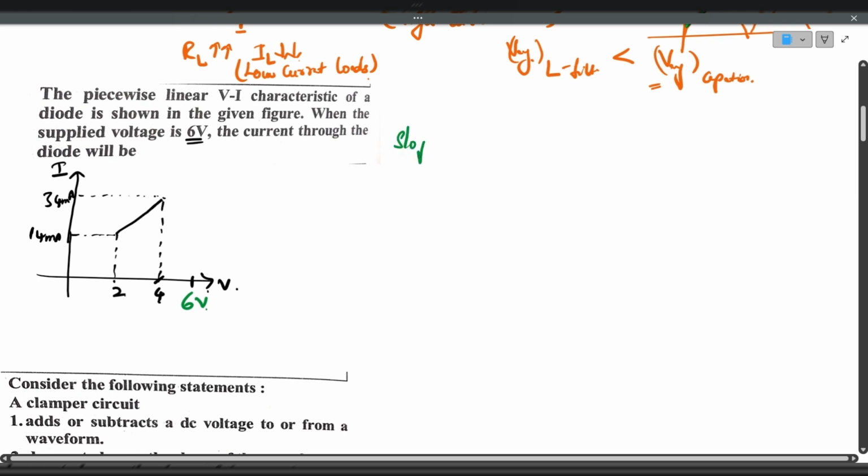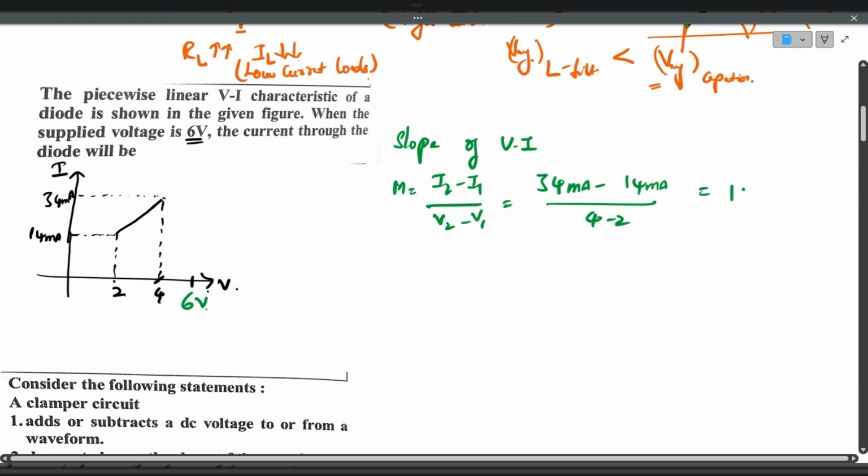If you take the slope formula, the slope of the VI characteristics, M, is equal to I2 minus I1 divided by V2 minus V1, which is 34 milliamps minus 14 milliamps divided by 4 minus 2, which equals 10 milliamps per volt. This is the slope. We need to find the current for 6 volts. So writing the equation: I minus I2 is equal to slope times V minus V2. I minus I2 is nothing but 34 milliamps.